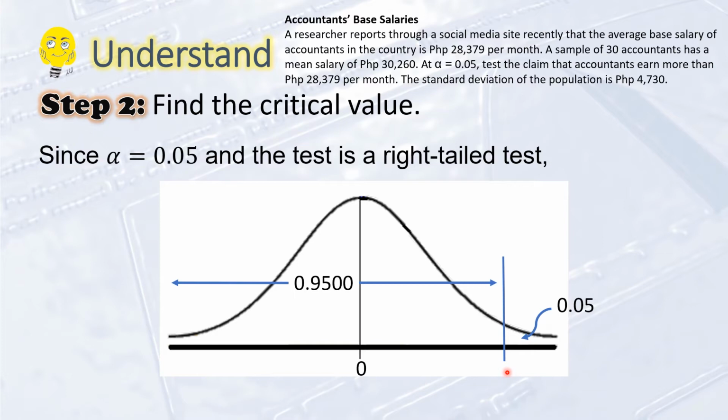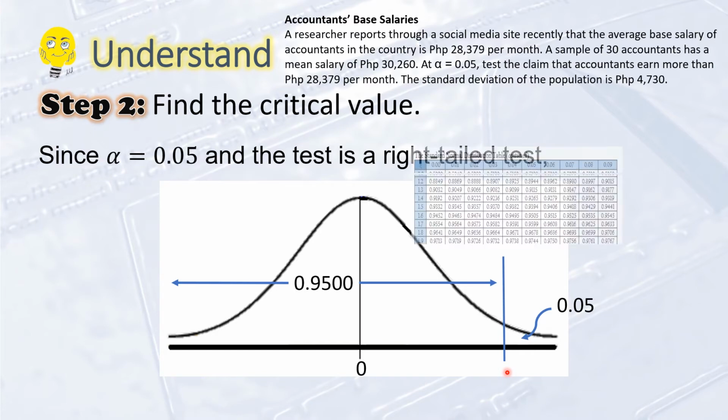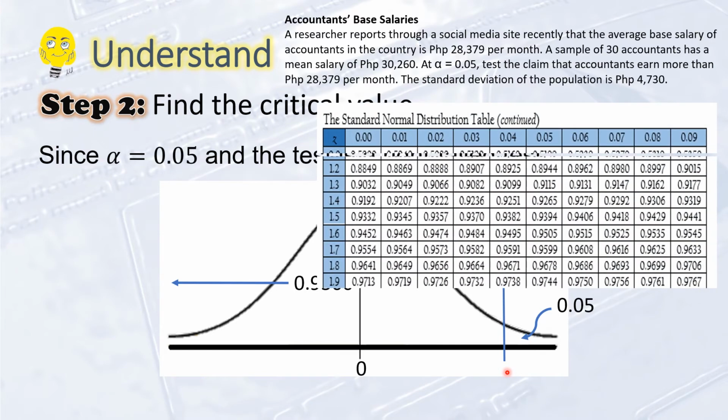In solving for the z critical, or in identifying the critical value for z, we use the standard normal distribution table. Since the area to the left of the critical value for z is 0.9500, we look for that area on the table, and the closest is 0.9505. Hence, on the first column, we see 1.6, and on the first row, that is 0.05.